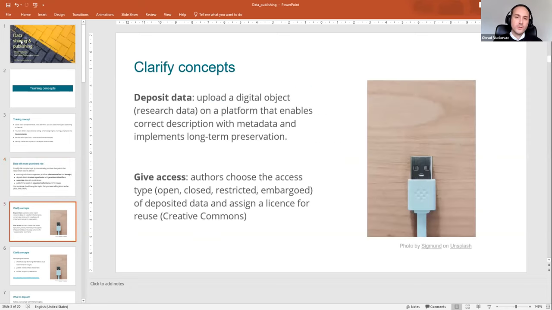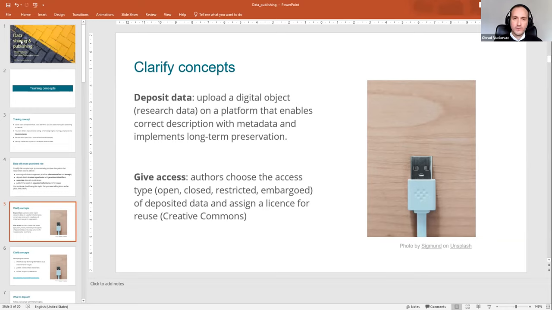First, you also need to clarify some concepts. What does it mean to deposit data? It actually means to upload a digital object, that is research data or an article or any other documentation, on a platform that enables good description with standardized metadata, and that implements long-term preservation.